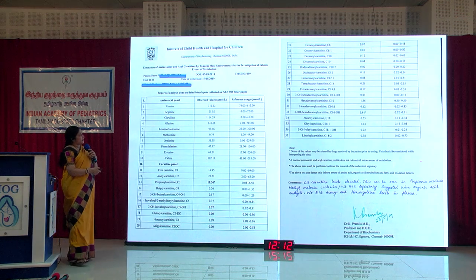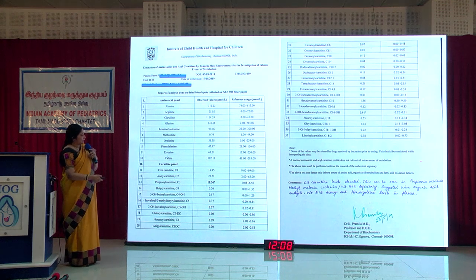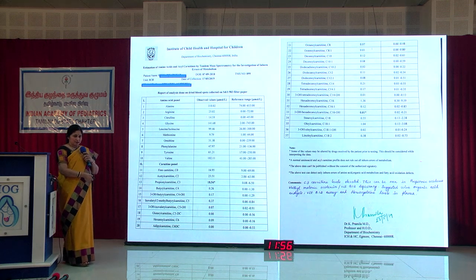So this is a tandem mass spectrometry report. In our lab we do 37 parameters. Here you can see C3 propionyl carnitine is increased. So what is your diagnosis when C3 propionyl carnitine is increased?